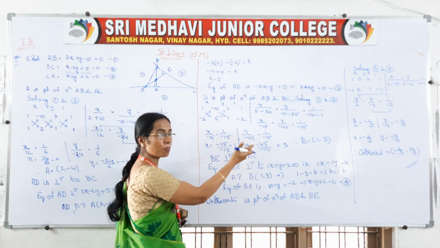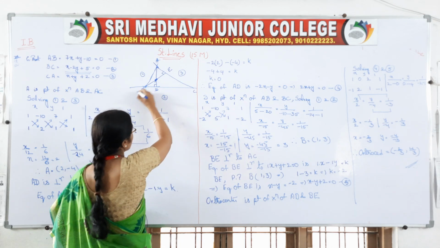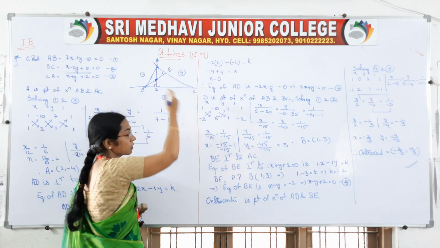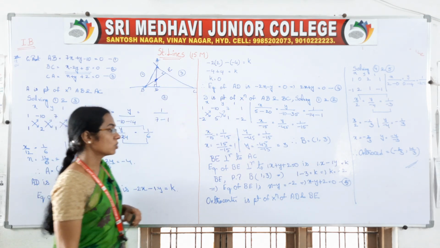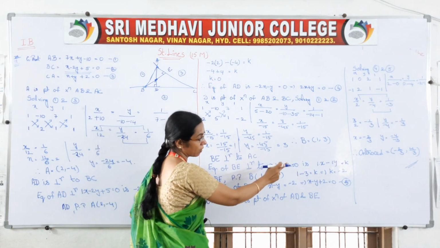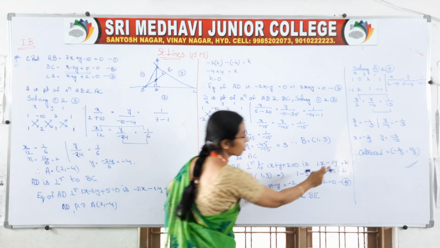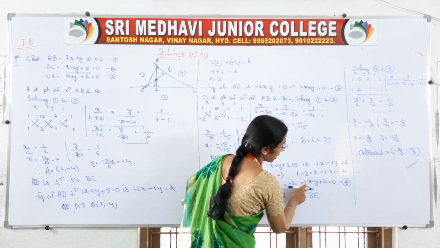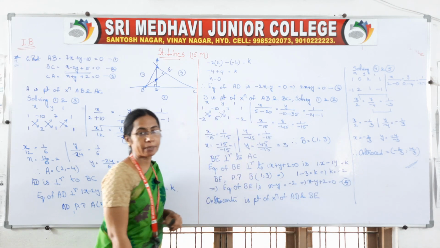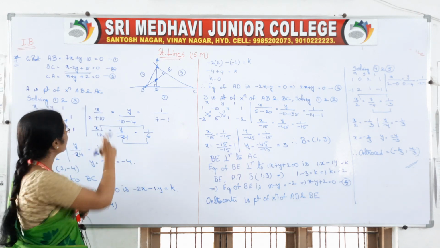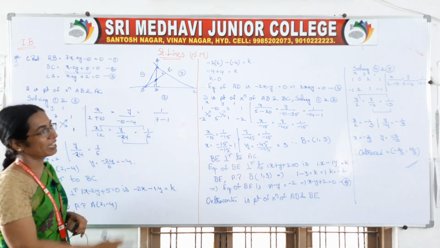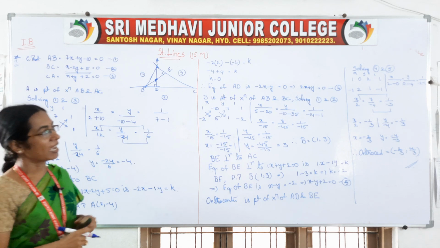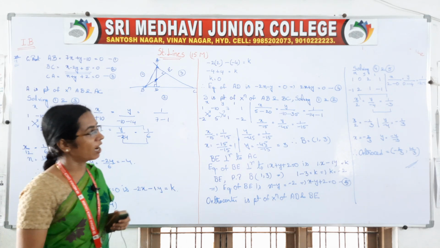BE passes through B, definitely, isn't it? So substitute that point, you will get your k. Once you got k, substitute in this equation. Okay, so you will get your line equation. Already I have taken equations 1, 2, 3. That's why you take these equations as 4 and 5.